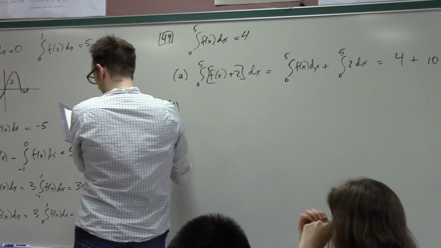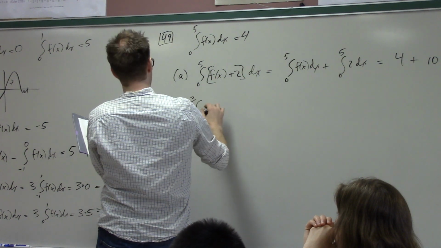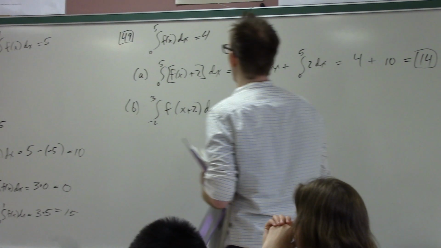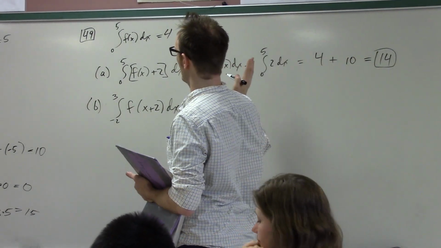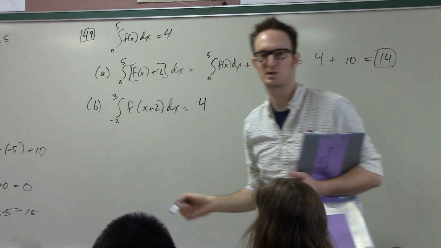Okay, part B says, what's the integral from -2 to 3 of f of x plus 2 of that function? Well, now we've kind of seen this trick, right? This just moves the whole function 2 to the left. So this is just going to be the same, right? Because it's just a shift.